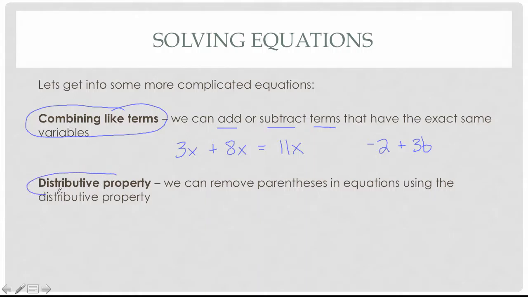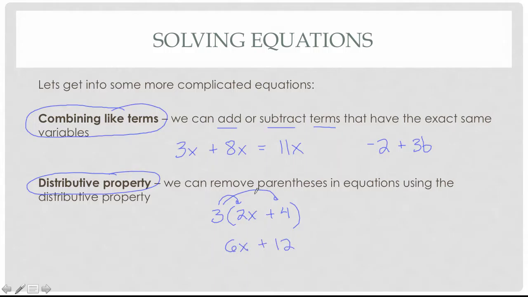We're also going to deal with the distributive property. Remember, we did that a little bit earlier, but if we have 3 times 2x plus 4, I can distribute the 3 and rewrite that as 6 times x plus 12.